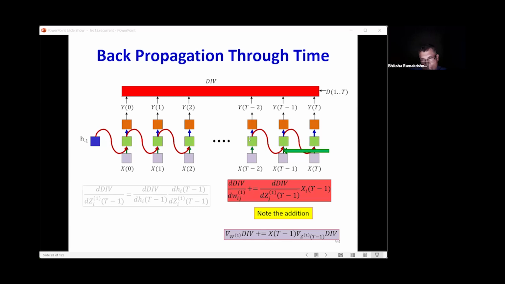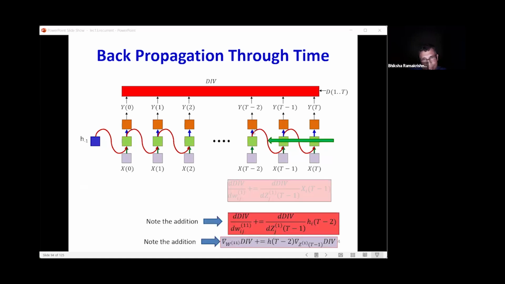So what about this red arrow? What would happen? Are these red arrows shared too? Yes or no? And so we're going to see that out here, the derivative of the divergence for this recurrent weight already has a value from here, and it's going to be incremented by the local derivative, which is h(t-2) times the derivative at z(t-1), right?